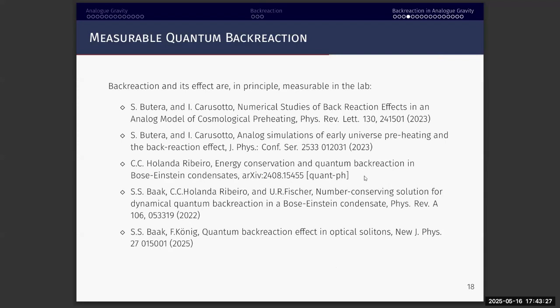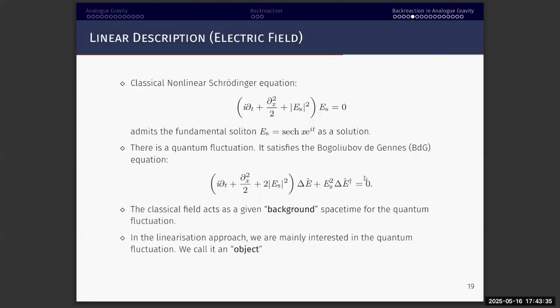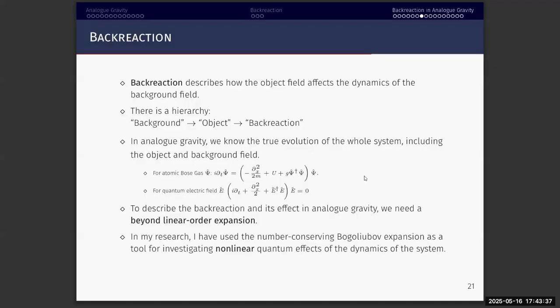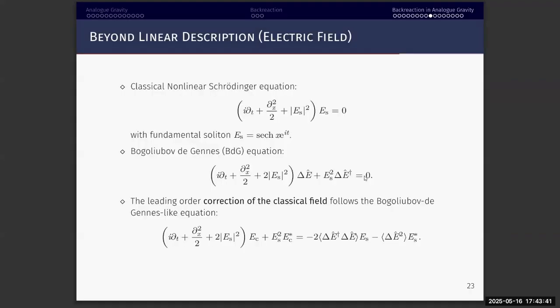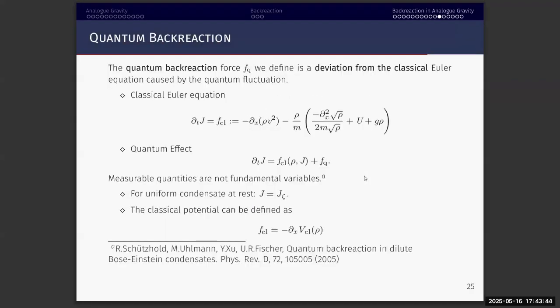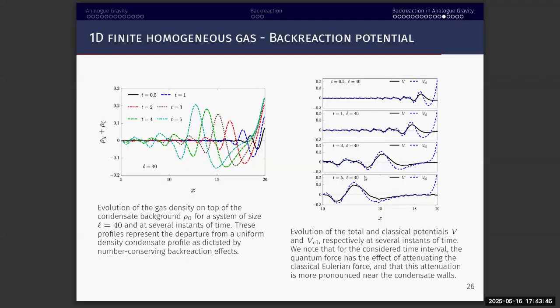They use some other method, not number conserving expansion. It is called the truncated Wigner expansion, but it has some defects. So I prefer this number conserving expansion. And using this, we can fully solve the solution analytically.